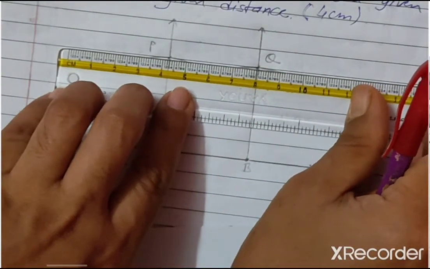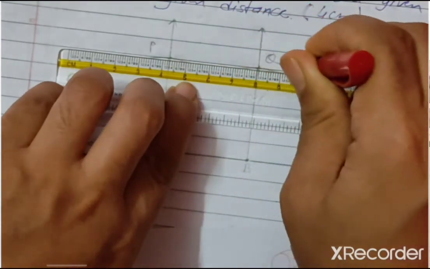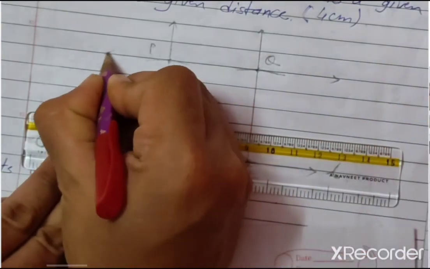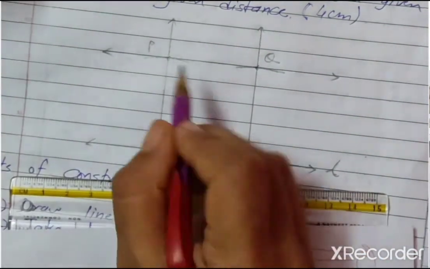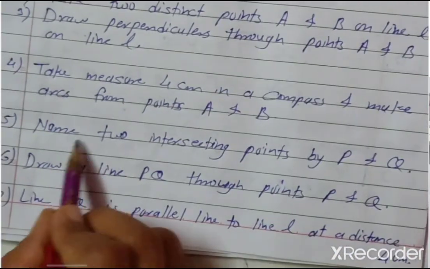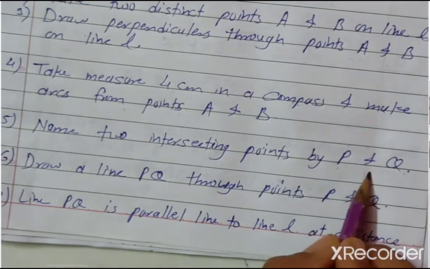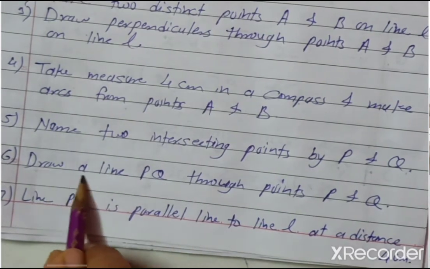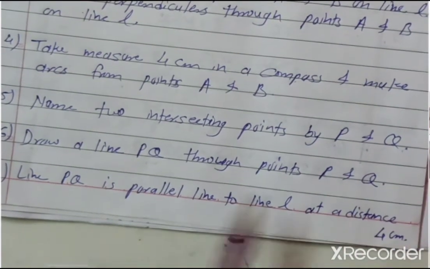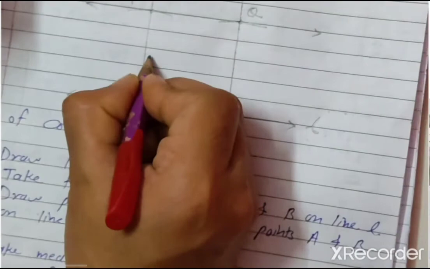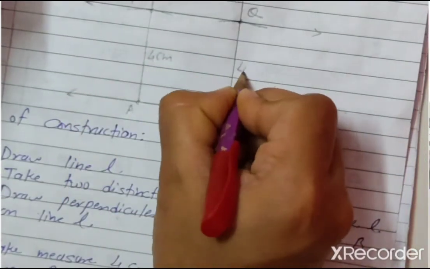And the next construction is to join these newly formed points by using your scale and extending in both directions. So you will get the next line. So this line PQ is parallel with line L. Here we name these intersecting points P and Q. Then we join P and Q and draw line PQ. So this line PQ is parallel to line L at a distance of 4 centimeters. So write down here 4 centimeters.